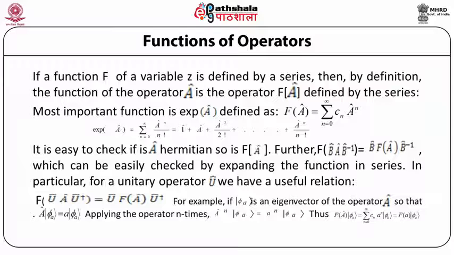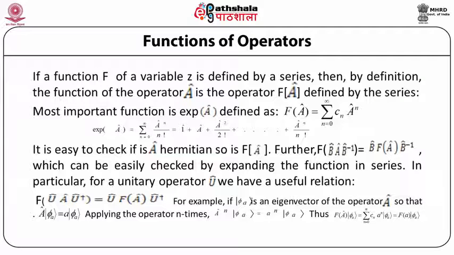The most important function defined in such a manner by a series is the exponential function, where the exponential of operator A is defined as the summation over n going from 0 to infinity of operator A to the power n upon n factorial, and this is equal to operator 1 plus operator A plus operator A squared by 2 factorial plus so on plus operator A to the power n upon n factorial. It is also easy to check if operator A is Hermitian or not.